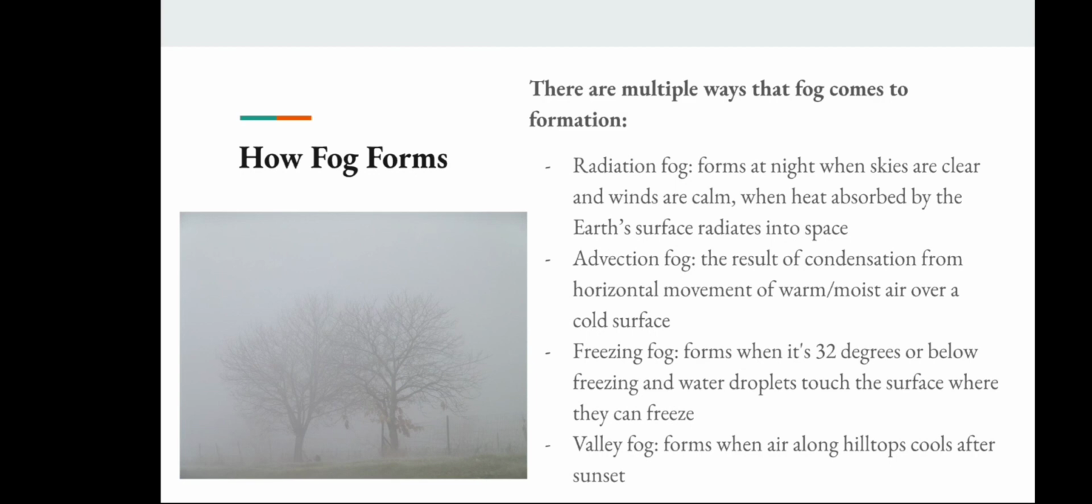The next is freezing fog. This forms when it is 32 degrees or below freezing and water droplets touch the surface where they can freeze. And then lastly is valley fog. This forms when air along the hilltop cools after sunset.